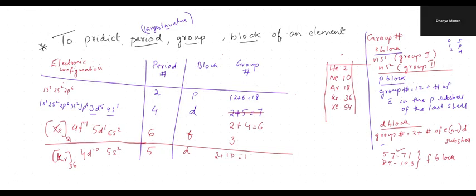How to predict the group number? What is our rule? 2 plus the number of electrons in the d subshell. So this is 12. This is how you predict. Now, coming to the next example, I'm just rubbing off these two.